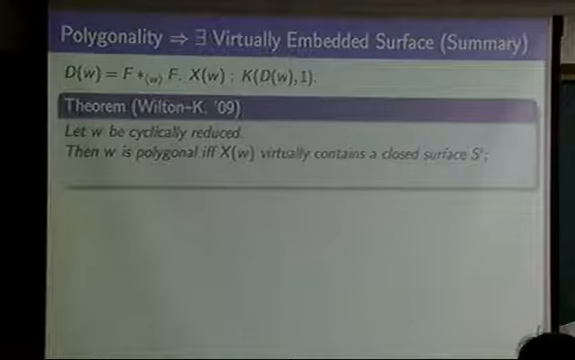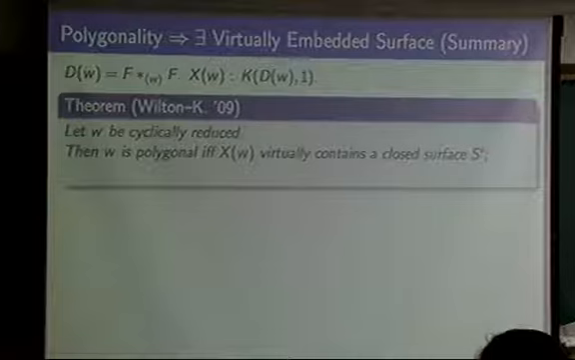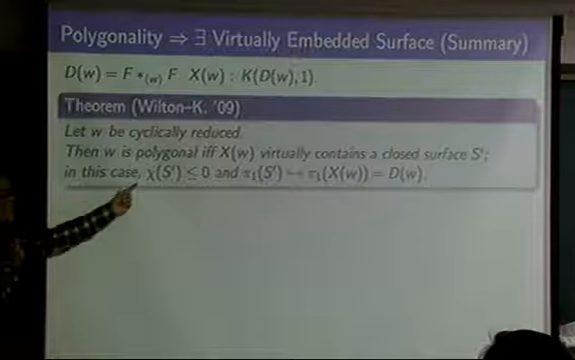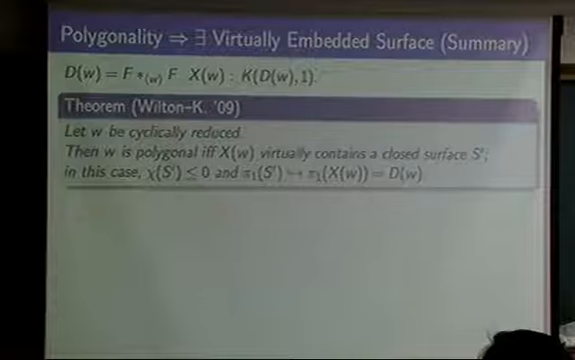So the word is polygonal if and only if some finite cover of this double complex will contain a closed surface. And that is basically using some subgroup separability argument, using the fact that the full group is so-called subgroup separable. So the word is polygonal if and only if this double complex virtually, meaning some finite cover, contains a closed surface. And the surface will be nice enough, as we said. The surface will be of non-trivial type. It's not a sphere or RP2, and it's pi_1 injective. So we are happy. We find a closed surface from the double.